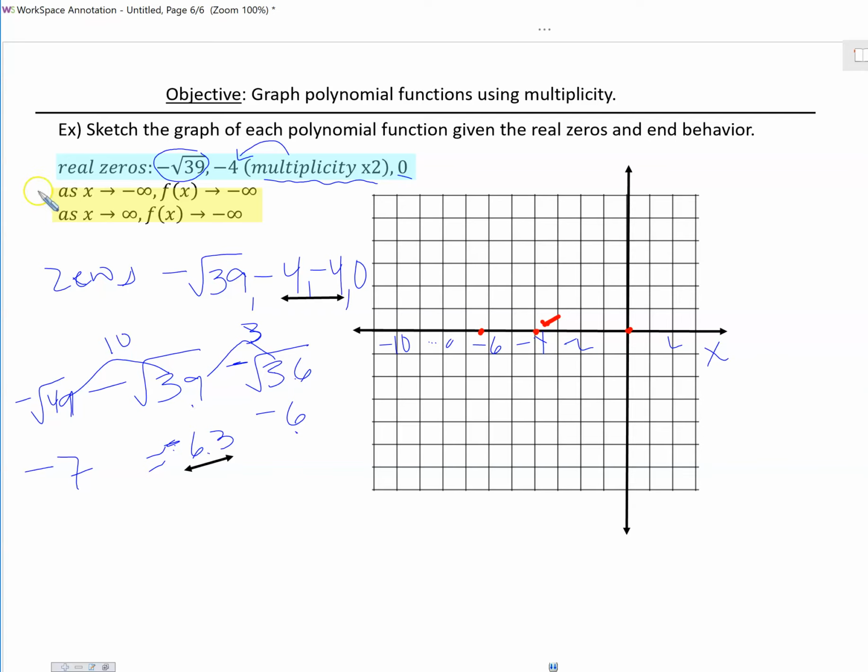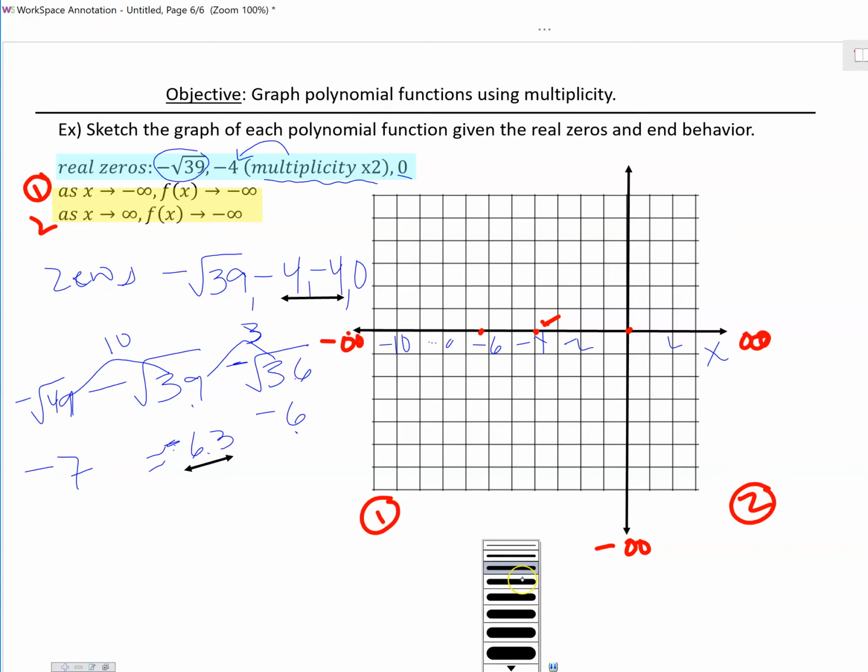So for the left end, what I'm looking at is as x goes to negative infinity, so that's over here, my function values go to negative infinity. My y's go to negative infinity. So that means the left end is going to be here in quadrant 3. And then the right end, what I'm looking at is as x goes to positive infinity over here on the right end, the function values, the y values, are again going to negative infinity. So it's over here in quadrant 4.